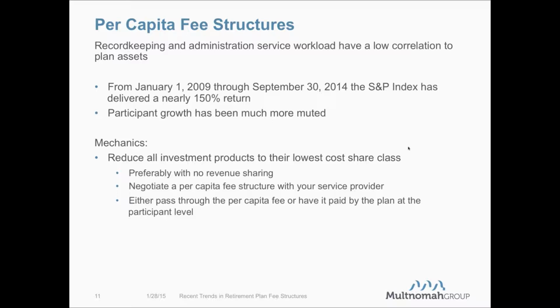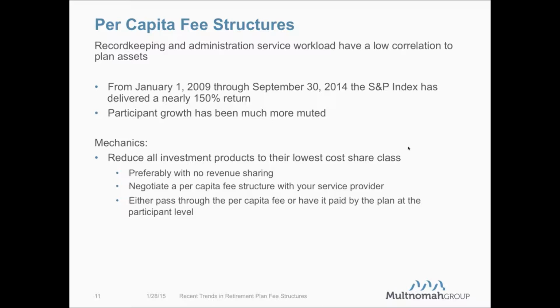And again, you can look from January 1st, 2009 through September 30th of 2014. The S&P 500 index was up 150%. Clearly, if you had an asset-based model in 2009, you had no contributions, no distributions through 2014, and you haven't renegotiated your asset structure, the vendor who's providing exactly the same set of services has seen a 150% increase in their revenue associated with your account.